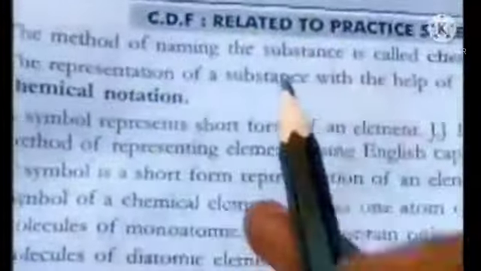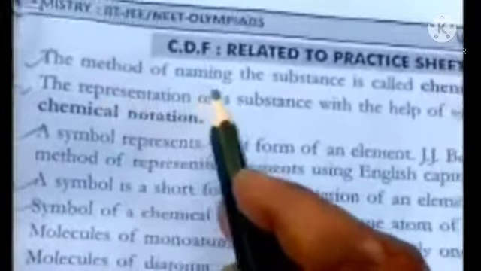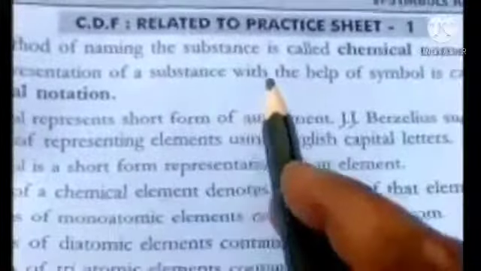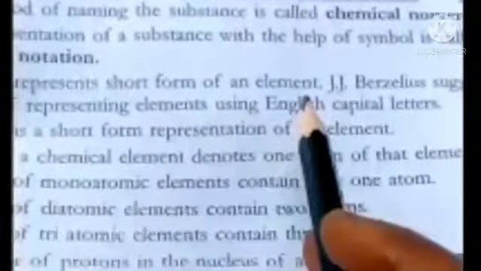Kindly open your chemistry IIT book, page number 81, related to practice sheet 1. First point, the method of naming a substance is called chemical nomenclature. The representation of a substance with the help of a symbol is called chemical notation. The symbol represents the short form of an element.